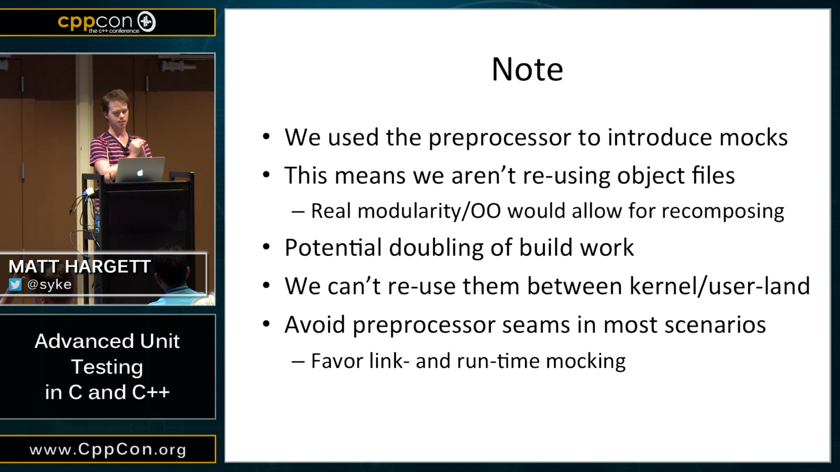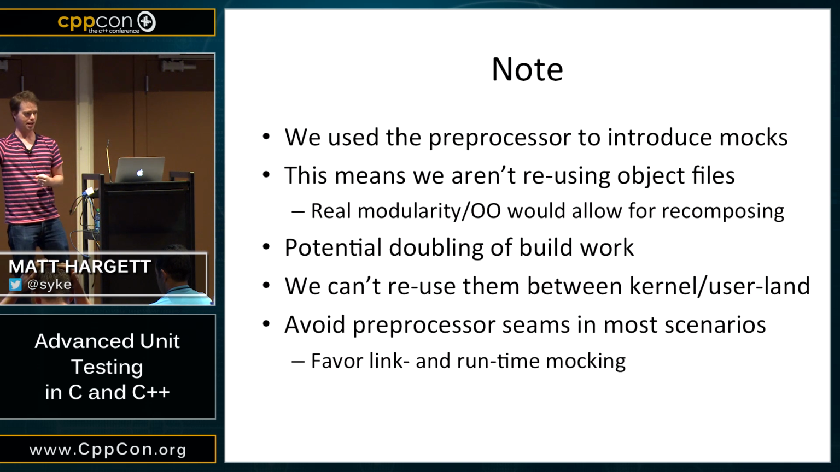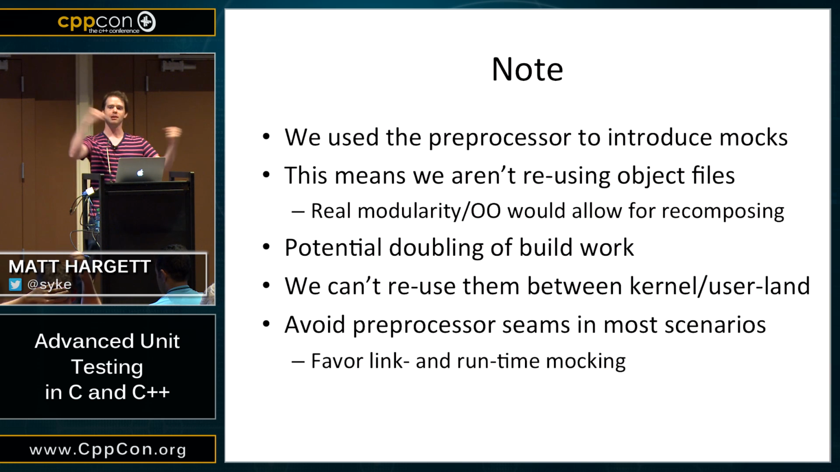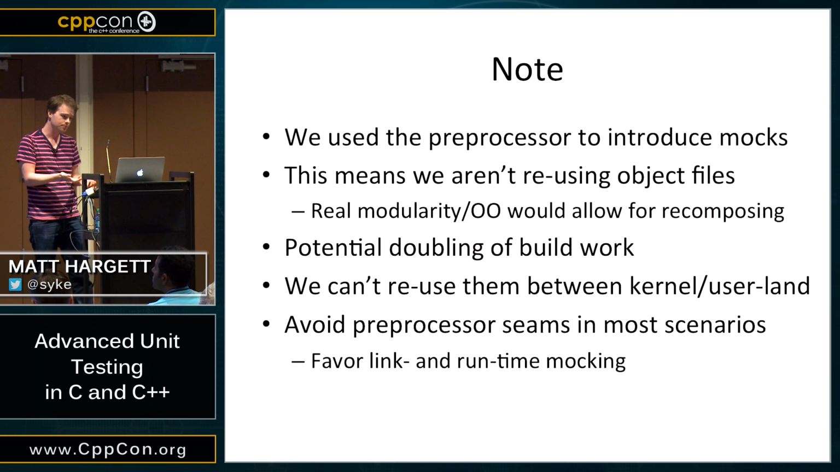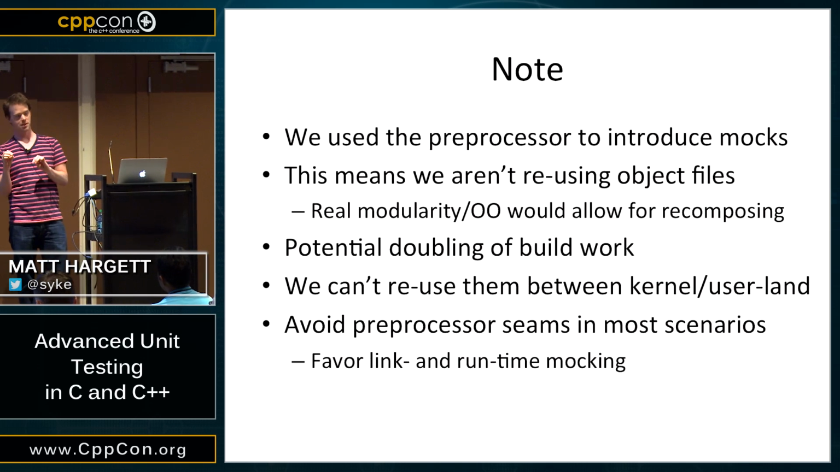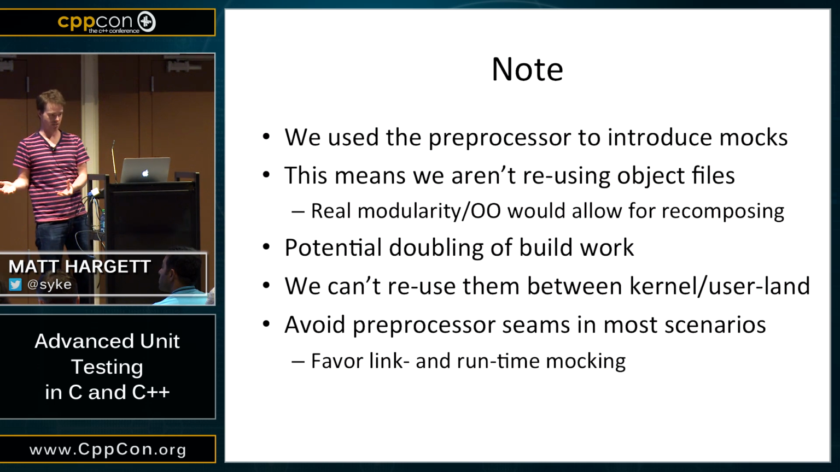So let's see. In this particular case, we have to use preprocessor seams. There's just no getting around it, because we can't reuse those object files between the userland object file we compiled and the kernel mode object file anyway. We have to compile it twice anyway. So that's why it's more okay, and I don't know of another way to solve it. So what I would say is avoid preprocessor seams in most scenarios. Favor link and runtime mocking, but you got to do what you got to do. Realize that when you use a preprocessor seam to mock stuff, it has this cost associated with it.